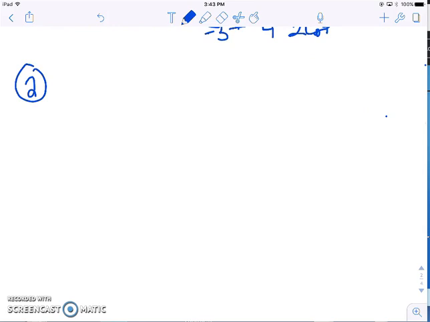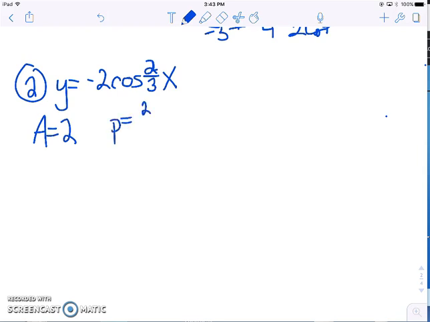So let's take a look at y equals negative 2 cosine of 2/3 x. So our amplitude was 2, and we got a negative there. We'll see what happens there. Our period is 2 pi divided by 2/3, which is 2 pi times 3 over 2. So it's 3 pi.